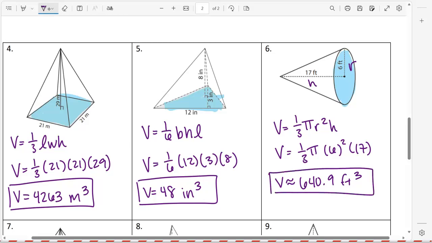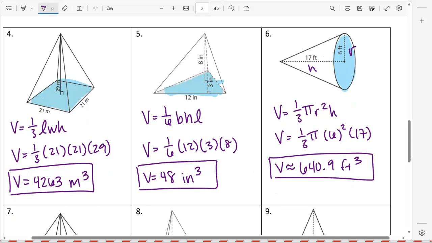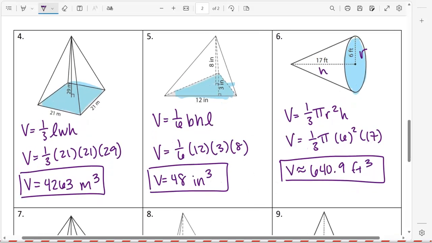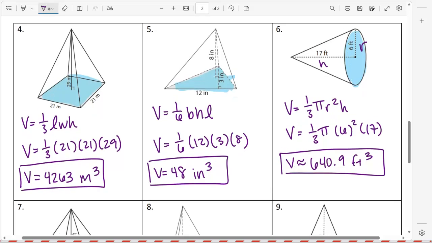Now, words of wisdom here. The work that I'm showing here on the screen is the expectation for you showing your work, okay? To earn points on notes and assessments and homework, you have to show all of the steps, not only the answer. And we really need to get in the habit of writing down that formula every single time. It's good for you.